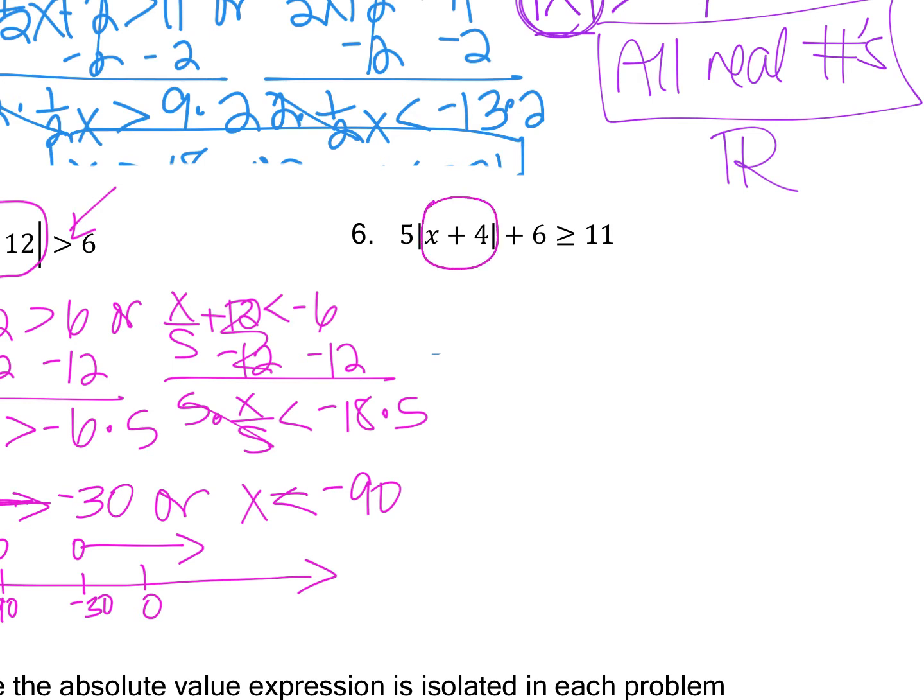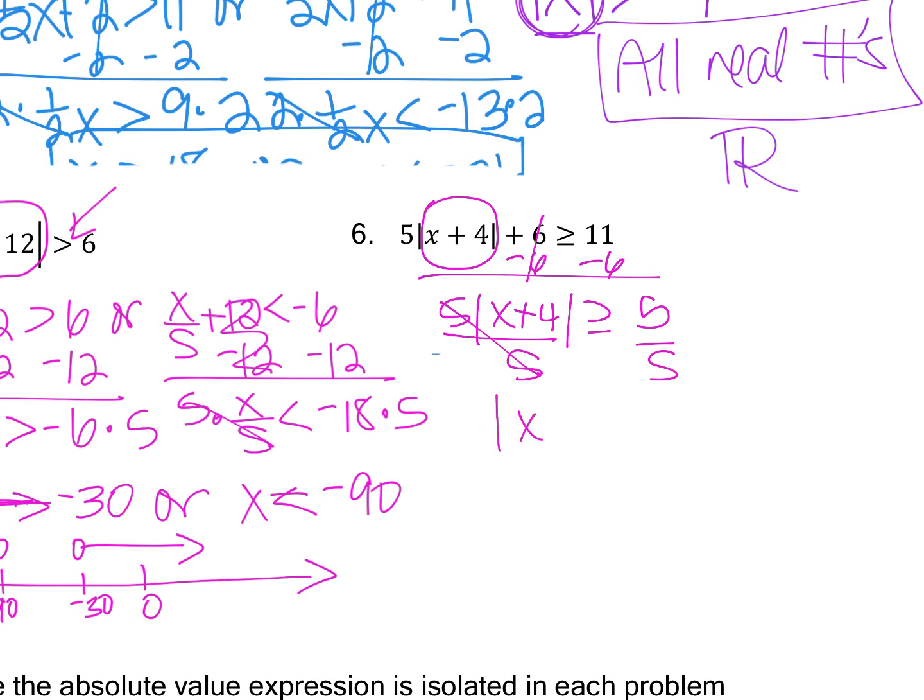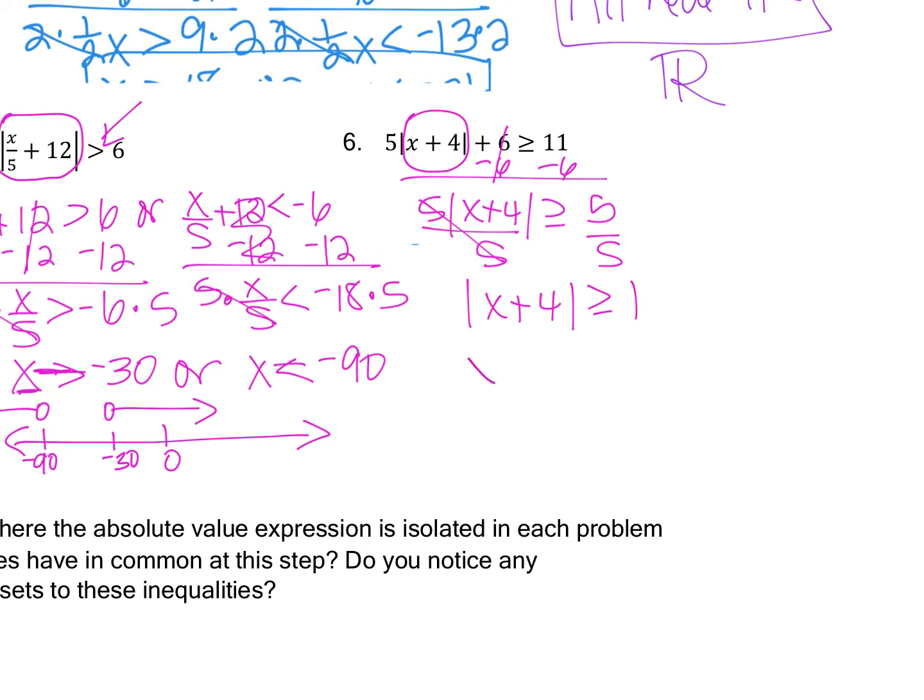So this one, we're isolating our absolute value, so I'm subtracting 6 first. And that's 5, divide by 5. And then it's greater, so I'm setting up an OR, so x plus 4 is greater than or equal to 1. Make sure if it's equal to on your original, it should be equal to on your solution. Or x plus 4 is less than or equal to negative 1.